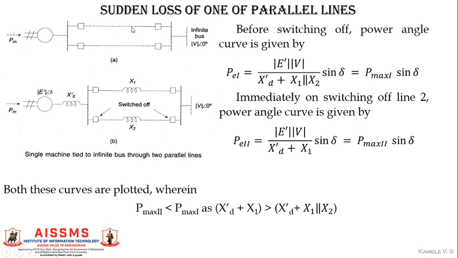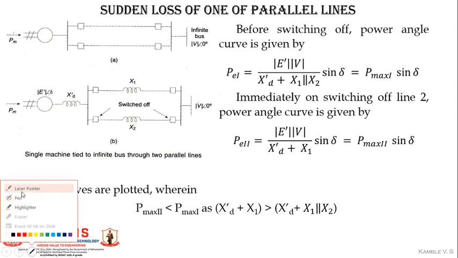So let us say first of all, both of these lines are working in steady state condition or stable operating condition. So before switching of the line, when the system is steady state, what will be the power transfer with the help of these two lines? That equation is given by P equal to E into V divided by X into sine delta. So here PE1 represents the power before switching of the second line, or when the system is operating with a stable condition or stable state.